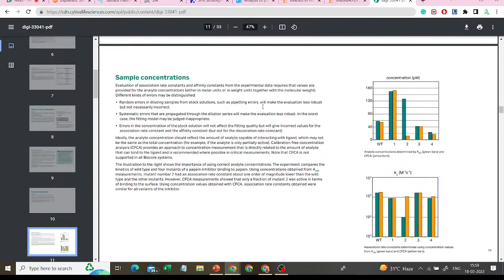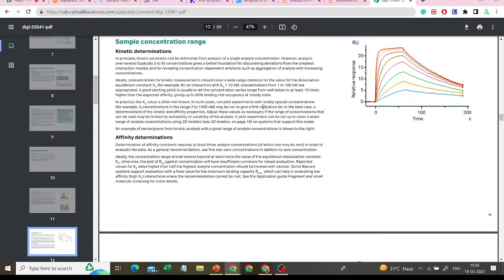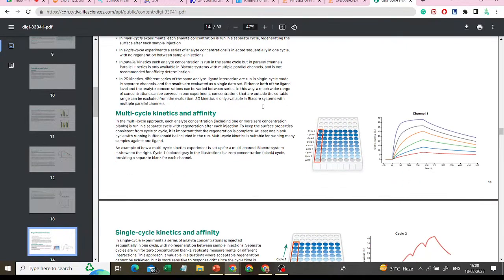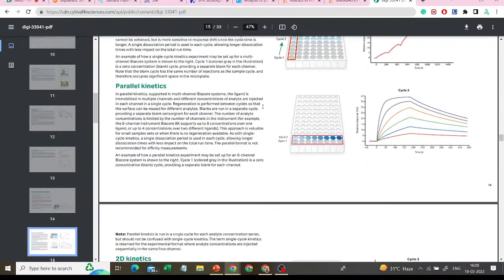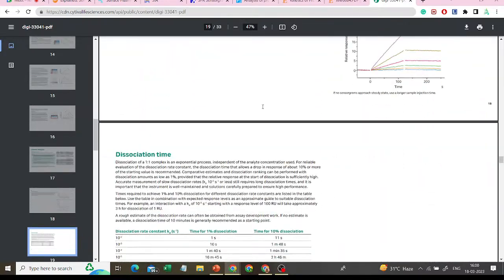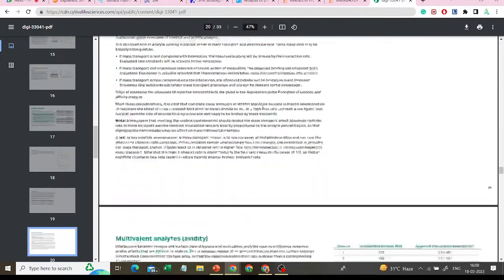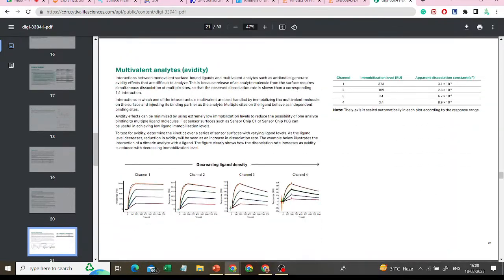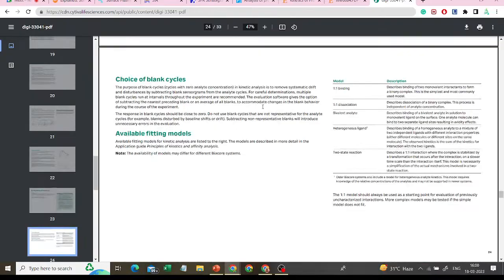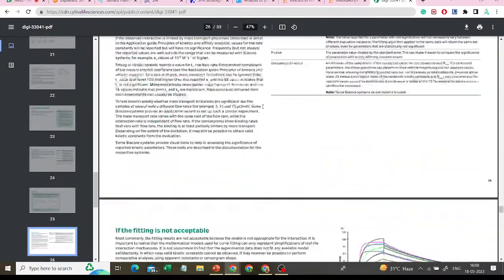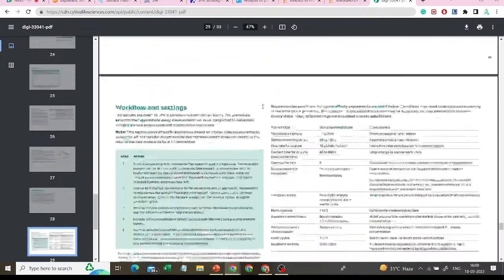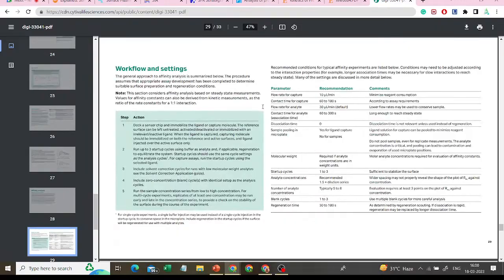Then the sample concentration range, experimental formats, the channel 1 multi-cycle kinetics, single cycle kinetics, 2D kinetics, workflow and your settings, association times, dissociation time, mass transport considerations, multivalent analytes, heterogeneous ligand, evaluation, choice of blank cycles, statistical parameters, whether heating is acceptable or not acceptable. So you can go through all of this here.